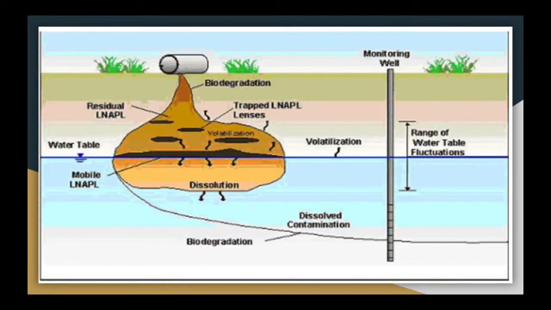Here is a basic example of natural attenuation. They are letting the microbes in the soil and water take care of the degradation while monitoring the concentration of the mobile plume via the monitoring well.